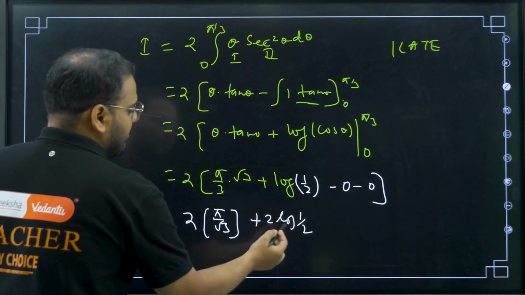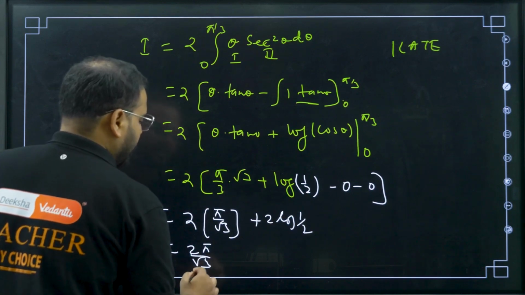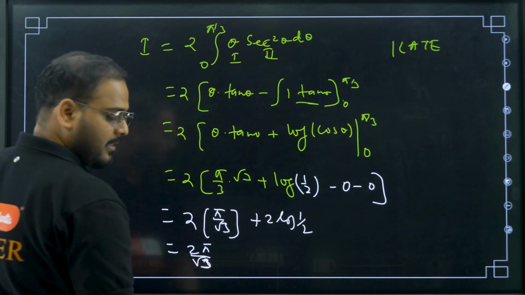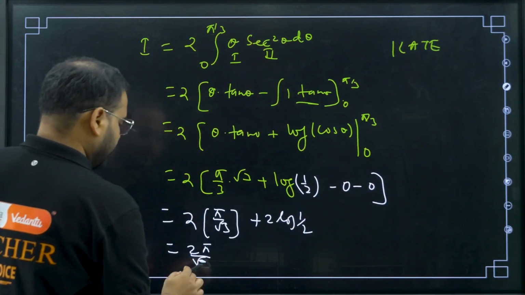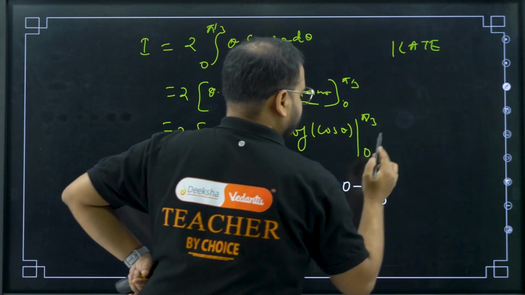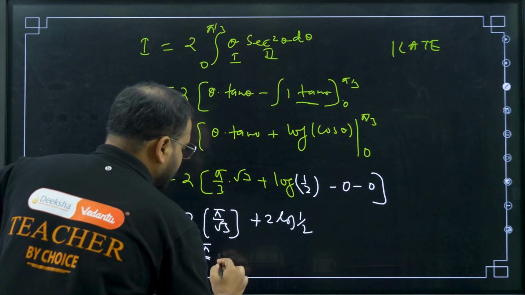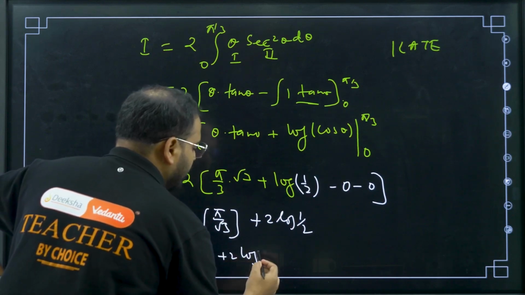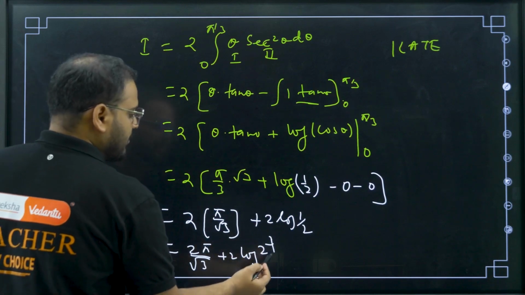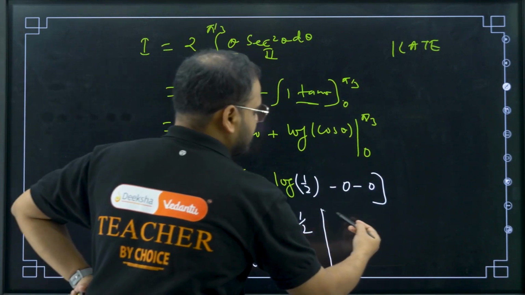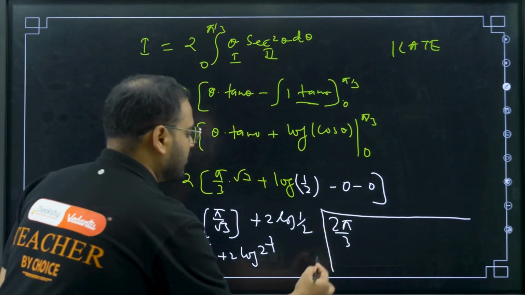Now this, I'm going to take this as 2 power minus 1. I get this as 2 pi by root 3. I hope this is visible. I'll rewrite this again. I can write this as plus 2 log 2 power minus 1. Bring this minus 1 here and bring this 2 here. So for the final answer, 2 pi by root 3, not 3, root 3.